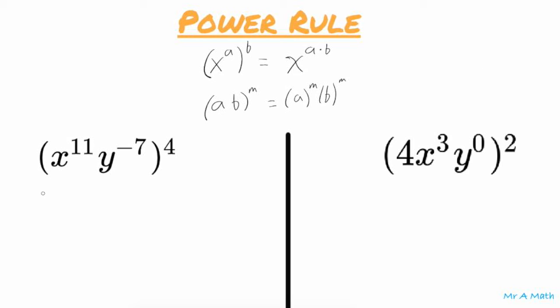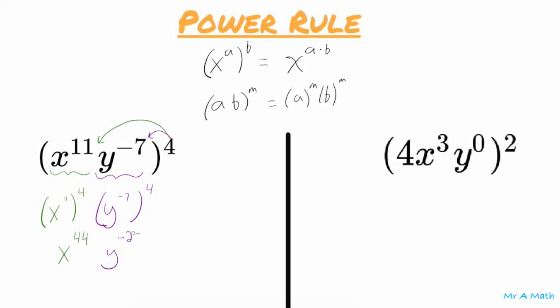So let's take our first one together. Let's take this x to the 11th power. And so I'm actually going to be distributing this 4th power to the x to the 11th power. So that leaves me with x to the 11th power to the 4th power. And then for our y variable, we're going to be distributing the 4 there as well. And so that's going to be y to the -7th to the 4th power. So now we can simplify this and call this x to the 11 times 4, which is 44. And then y to the -7 times 4, well, that's going to be y to the -28.